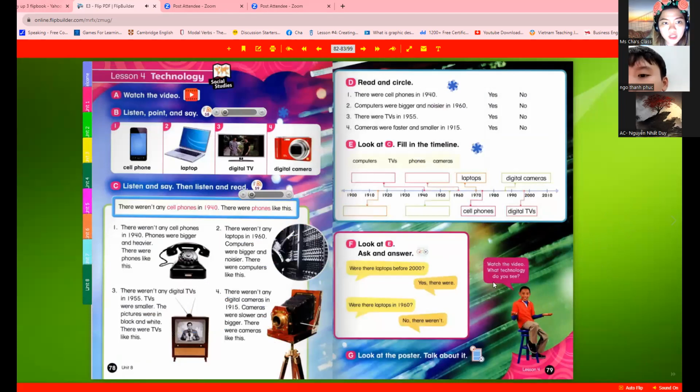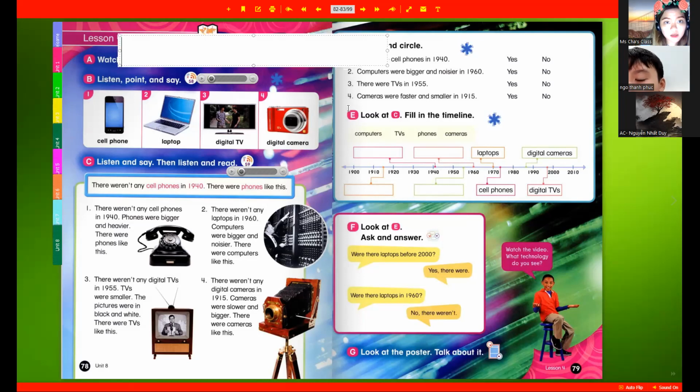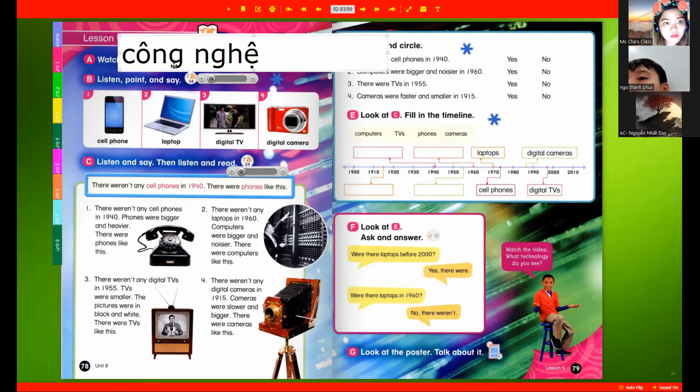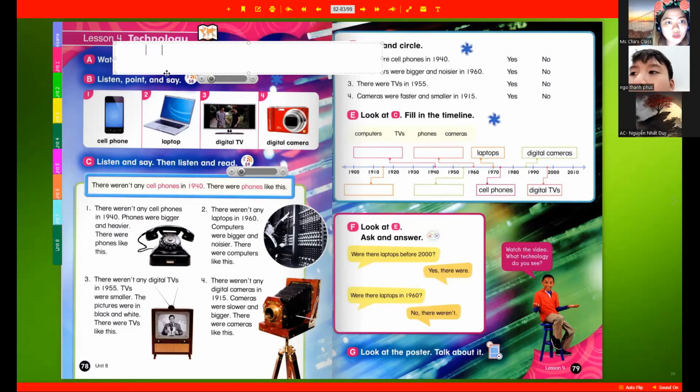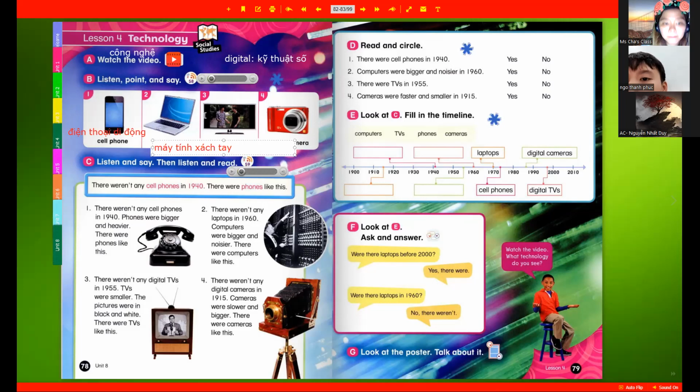So what we're going to tackle for tonight is technology. I'm lucky because my previous class translated this to us in advance, so let me just copy it for you. Can you say technology? Digital? Cell phone, laptop, digital TV, digital camera.